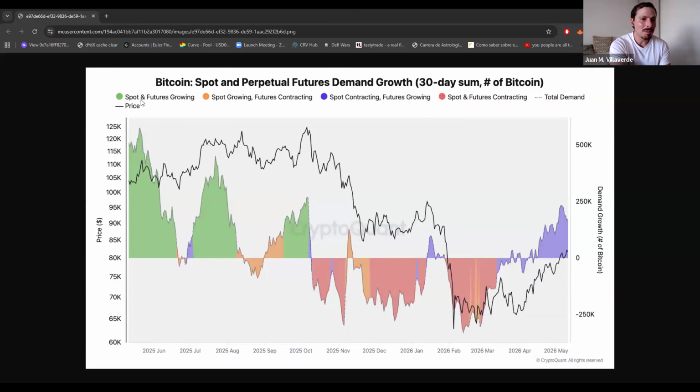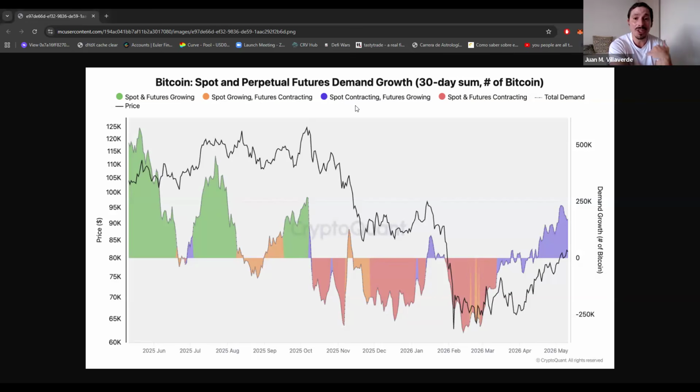And so the way you read this chart is, green means that spot and futures are growing. So there's demand from both spot and futures. These are the green areas. The orange areas are spot: people are buying spot, but they're selling futures. These are very rare occurrences. Then you have the regime we've been in for a while, the longest, well, they only showed 2025.